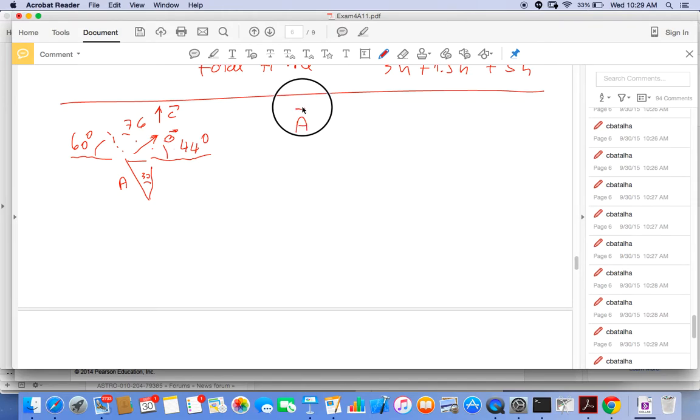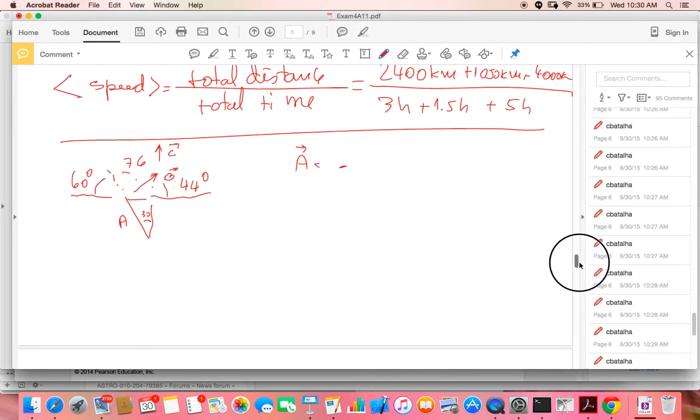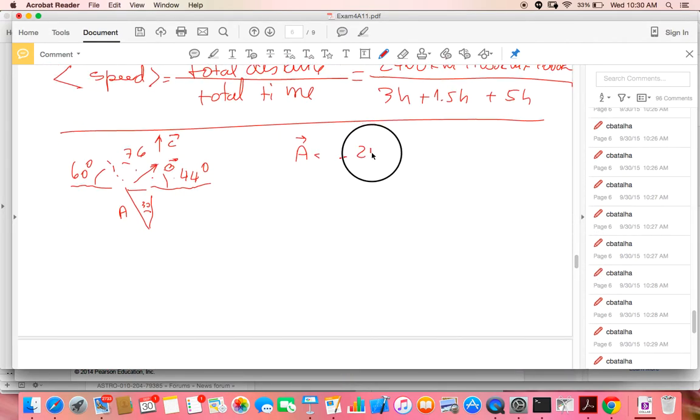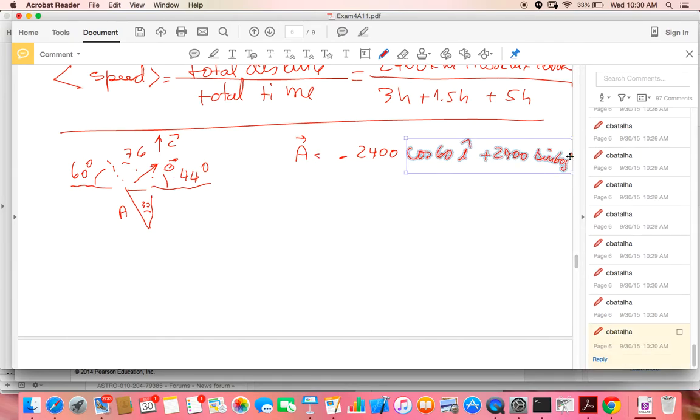This is your vector A is equal to negative A. What's the magnitude of A? Is equal to negative 2,500 cosine of 60, I hat direction, plus 2,400 sine of 60, or cosine of 30, if you will, in the j hat direction. This is j hat right there.